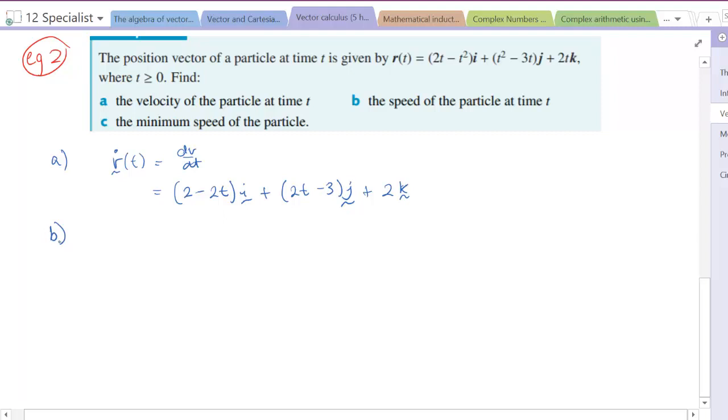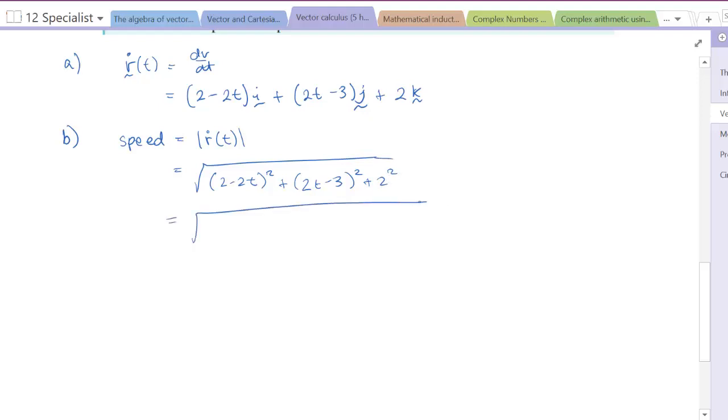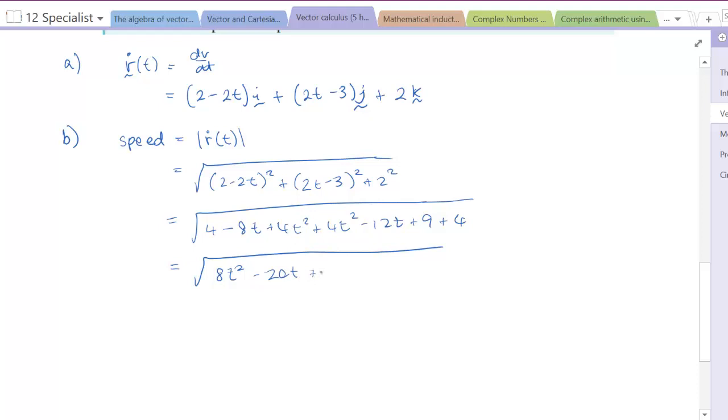For part B, we're looking for the speed of the particle at time t. Remember that speed at any point in time is going to be the magnitude of the velocity vector. So the magnitude of the velocity function will be the square root of (2 take 2t) all squared, (2t take 3) all squared, and 2 squared. So expanding those binomials, we get 4 subtract 8t, add 4t squared, add 4t squared, subtract 12t, and 9 plus 4. So we end up with 8t squared, subtract 20t, and add 17 meters per second at any point in time.